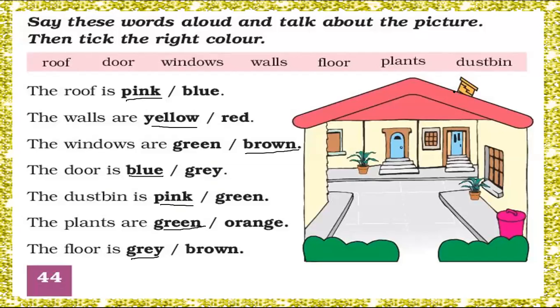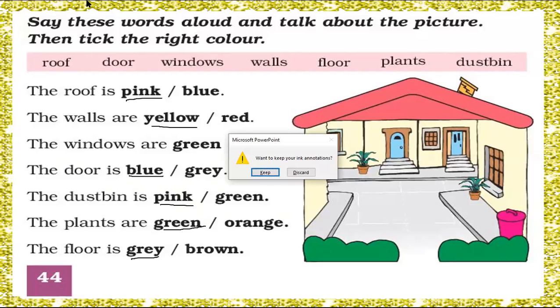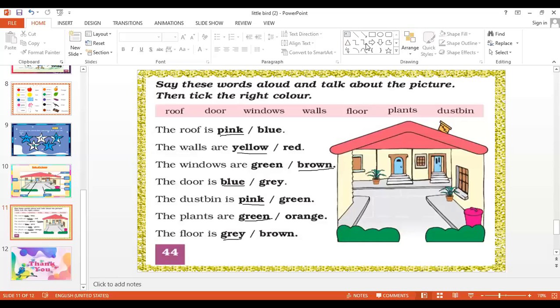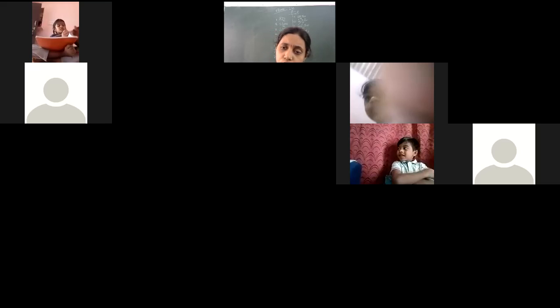So children, this is the end of the activities. You're going to do this activity also in the textbook only. Children, do you have any doubts? Children, do you have any doubts? No, ma'am. Yes. Only question and answers.